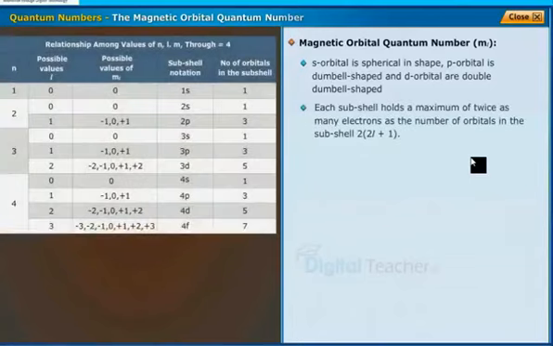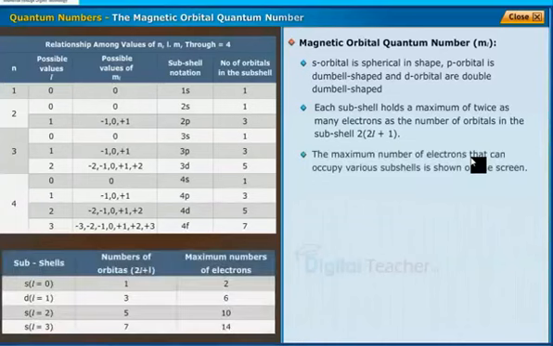Each subshell holds a maximum of twice as many electrons as the number of orbitals in the subshell, 2 into 2l plus 1. The maximum number of electrons that can occupy various subshells is shown on the screen.